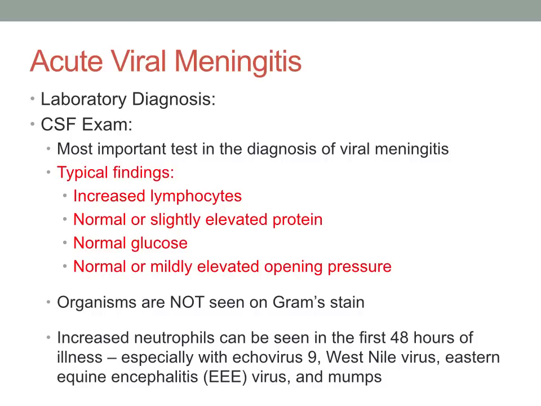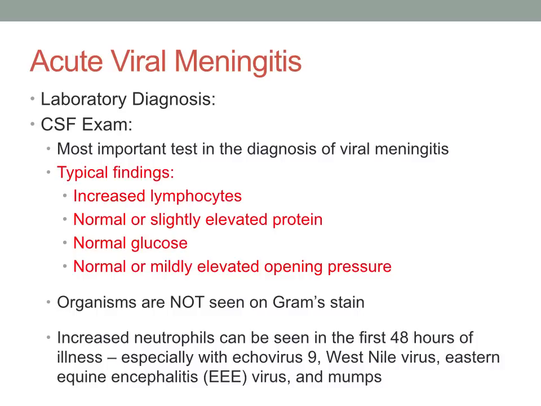You have normal or slightly elevated protein, as opposed to bacterial meningitis, where you have a significantly elevated protein. Normal glucose, which, if you recall, in bacterial meningitis, we have decreased glucose. And then you may have a normal or mildly elevated opening pressure, which is also different than bacterial meningitis because that typically is greater than 180 millimeters of water. So right now, just based on the CSF exam alone, you can differentiate viral meningitis from bacterial meningitis.